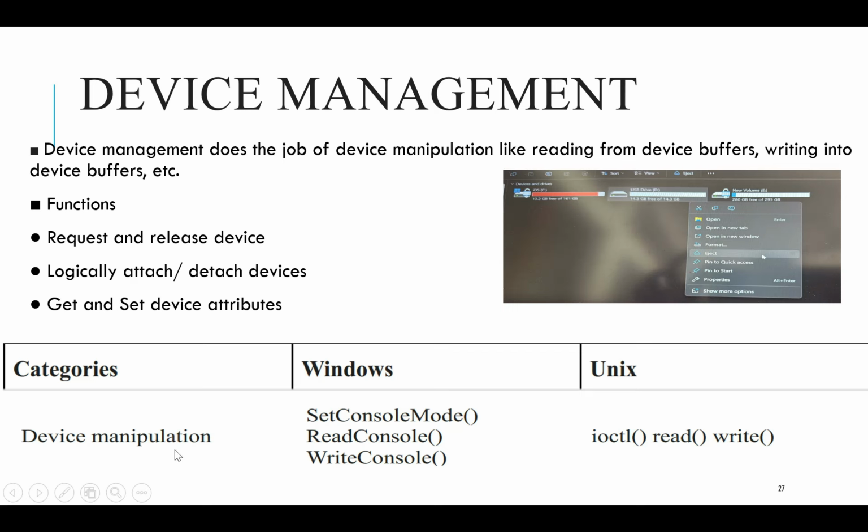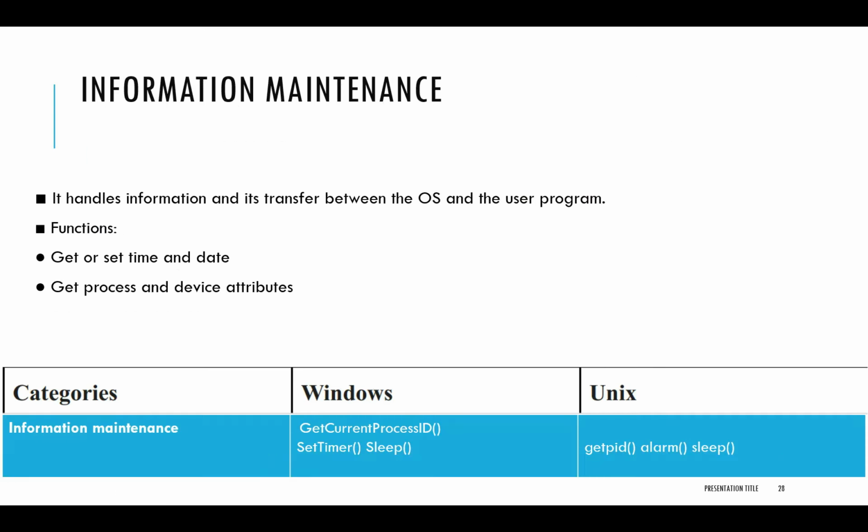Now there are some device manipulation system calls. They are the set console mode system call, read console system call, and write console. Next, in Unix we have the IOCTL system call, read system call, and write system call. Next is information maintenance. All the information that we have about the system must be maintained and updated.